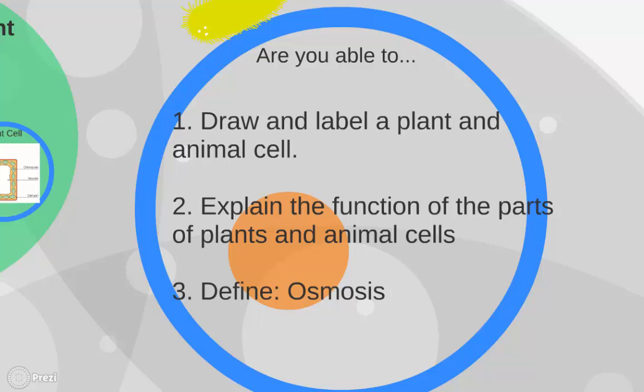After the podcast, you are able to draw and label a plant and animal cell, explain the function of the parts of the plant and animal cells, and define osmosis.